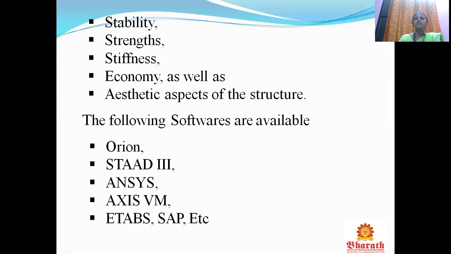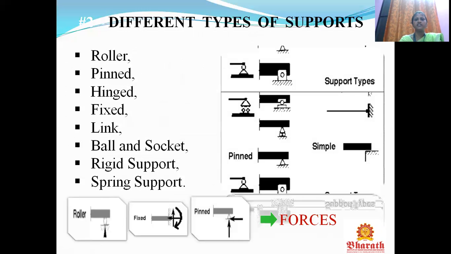Next, we are going to see the software available. These are the latest software used for structural analysis: Orion, STAAD, ANSYS, Axis VM, ETABS, SAP, etc. Next, we are going to see different types of supports. Here I have mentioned roller support, pinned, hinged, fixed, link, ball and socket, rigid support and spring support. For these different types of supports, I have shown some pictures.